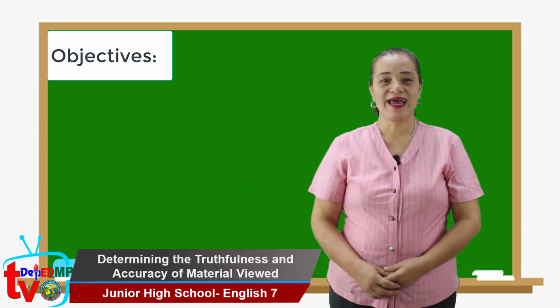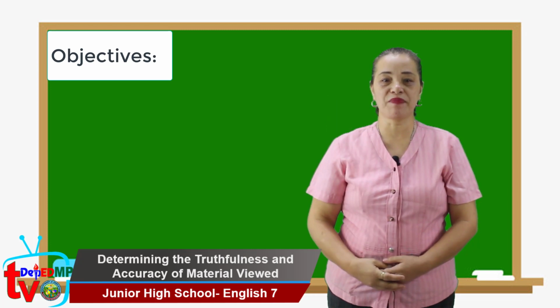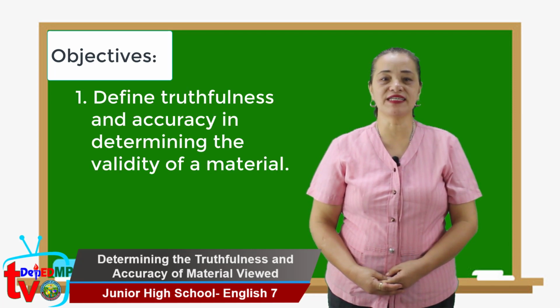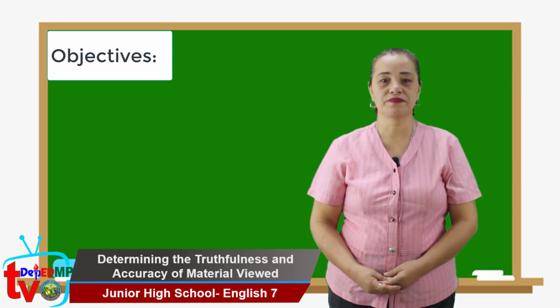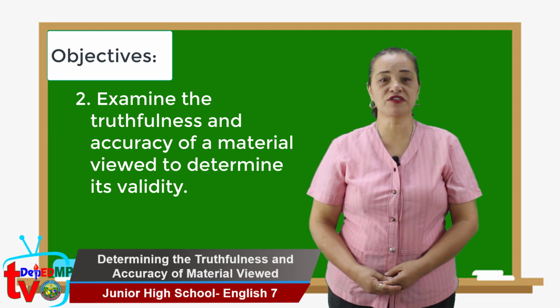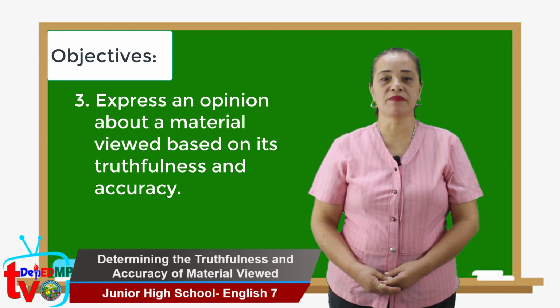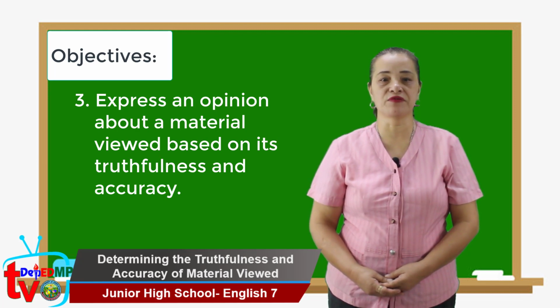Before we proceed, let's spell out 3 objectives that you are expected to do. Let us all read it together. Number 1, define truthfulness and accuracy in determining the validity of a material. 2, examine the truthfulness and accuracy of a material viewed to determine its validity. And 3, express an opinion about a material viewed based on its truthfulness and accuracy.